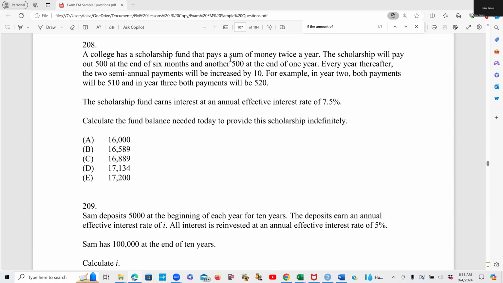A college has a scholarship fund that pays money twice a year. The scholarship will pay out 500 at the end of 6 months and another 500 at the end of 1 year. Every year thereafter, the two semi-annual payments will be increased by 10. For example, in year 2, both payments will be 510.